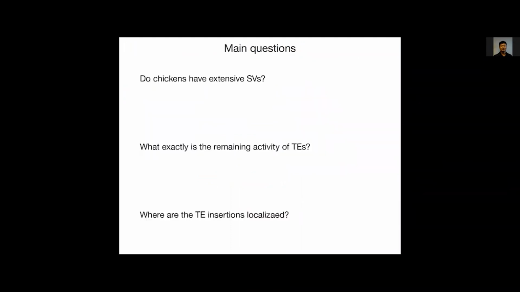So the question is, given their very stable karyotype but very diverse phenotypic variations, do chickens have extensive structural variations? It is believed that chicken has very low TE activity. What exactly is the remaining activity of TEs? Where are these TE insertions localized? Do they contribute to any of the phenotypic variations and any functions?